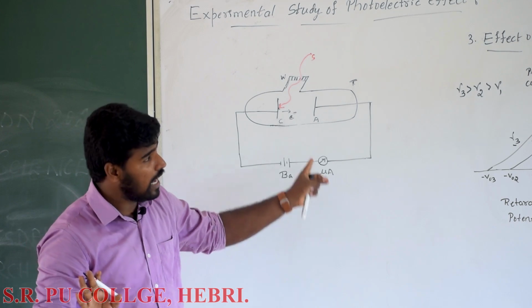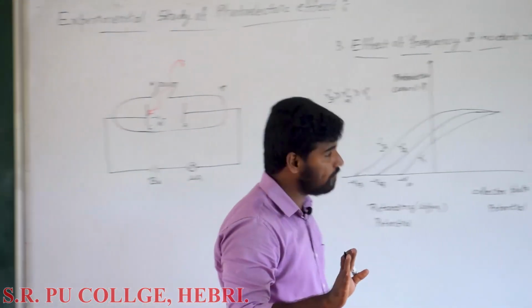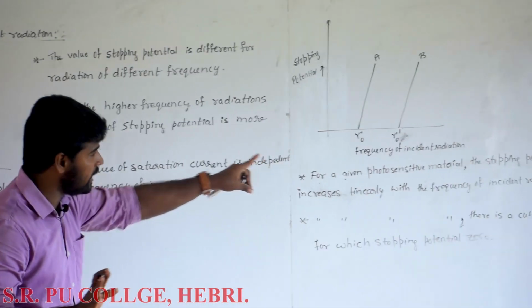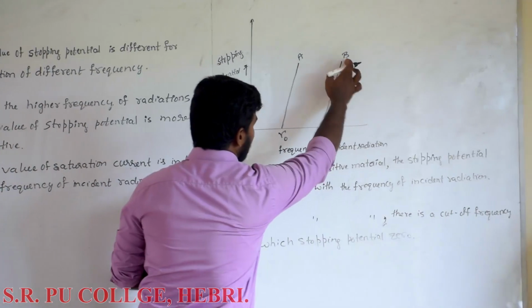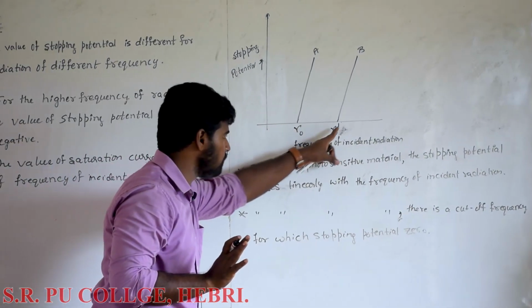Is it clear? Based on that, we follow with one more graph, known as stopping potential versus frequency of incident radiation for the two metals. Let A and B be the two metals, considered with the frequencies known as mu naught and mu naught dash.